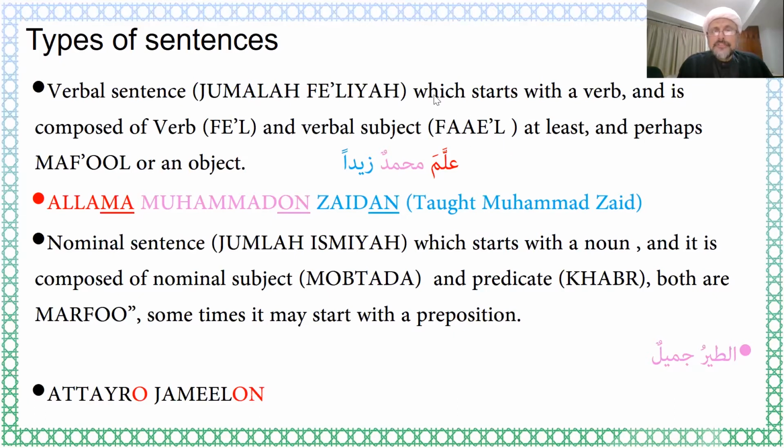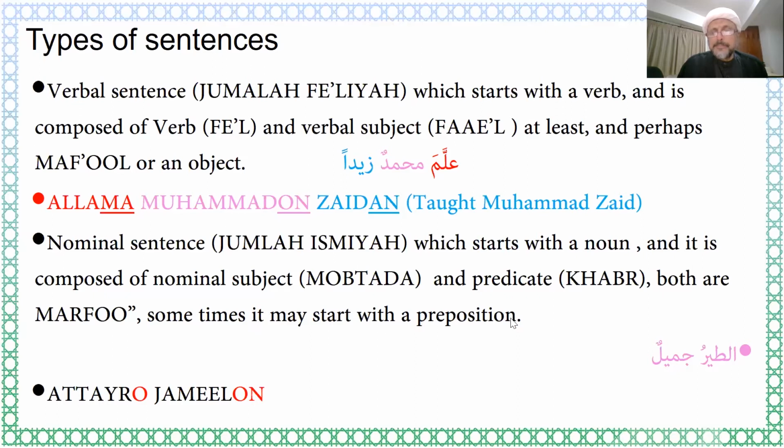Focus on this fa'il, because in future we are going to use this. I'm not going to use it every time, verbal subject. This is just to let you know that this is a subject, but it is a subject of a verbal sentence, as opposed to a subject of a nominal sentence. Remember, we said verbal sentence, nominal sentence. A verbal sentence starts with a verb. A nominal sentence starts with a noun, and it is composed of a nominal subject and a predicate, khabar. Subject, predicate. Both are marfu', both have u sounds normally.